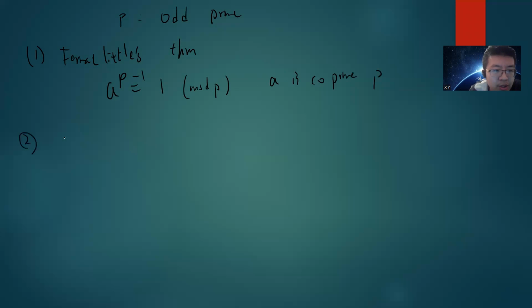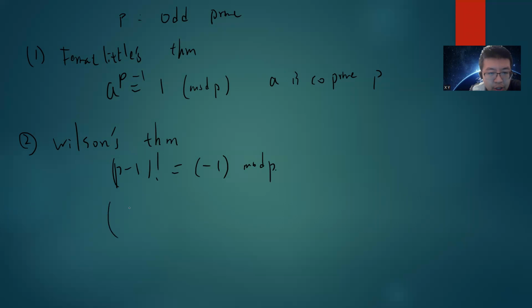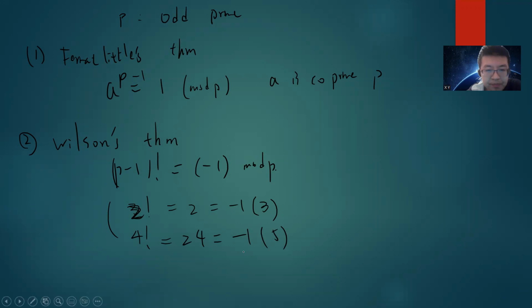The second theorem that is also commonly used is Wilson's theorem: p minus 1 factorial is minus 1 mod p. For example, you can check that 2 factorial is just 2, which is minus 1 mod 3, and 4 factorial is 24, which is minus 1 mod 5. Then you can easily check it.